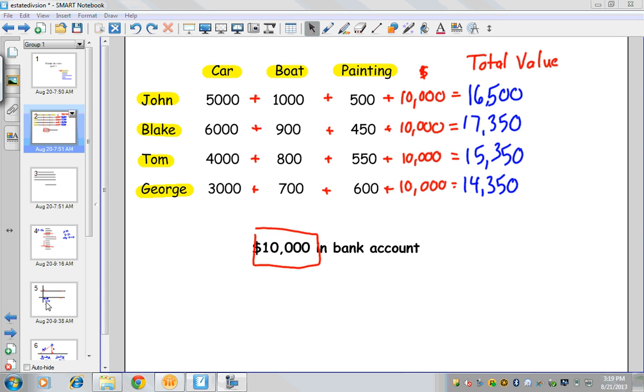Okay, I'm back. I went ahead and added everything, and what you have is the total value of each heir's estimation of the estate. And just as a self-check, make sure that all of the total values are somewhat in the neighborhood of each other. That makes sure that all your additions are correct.